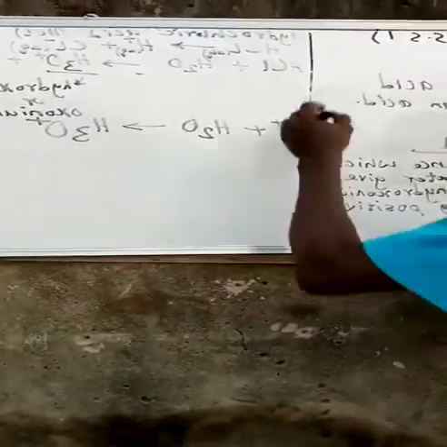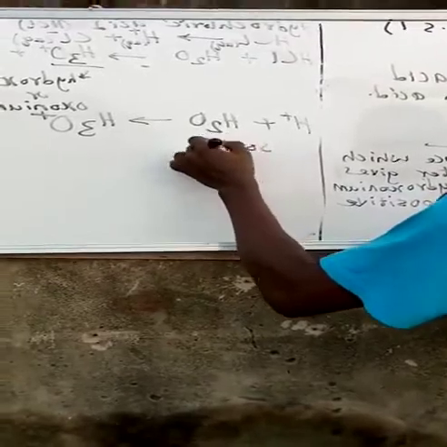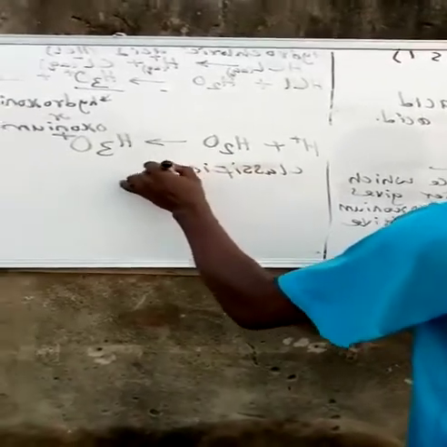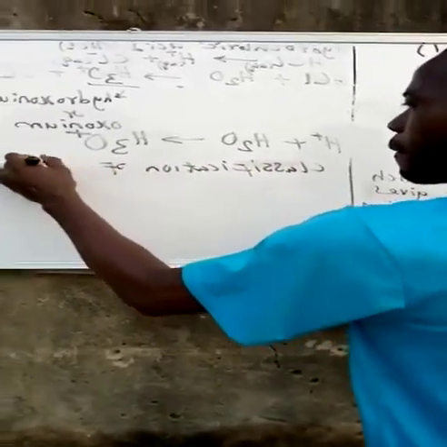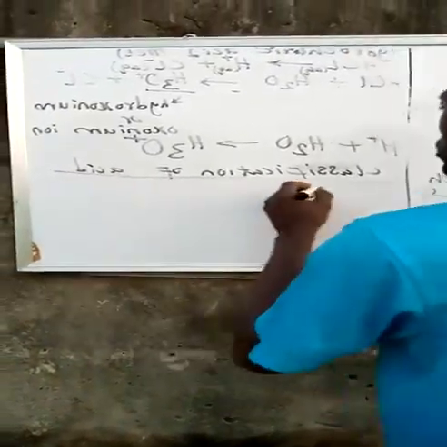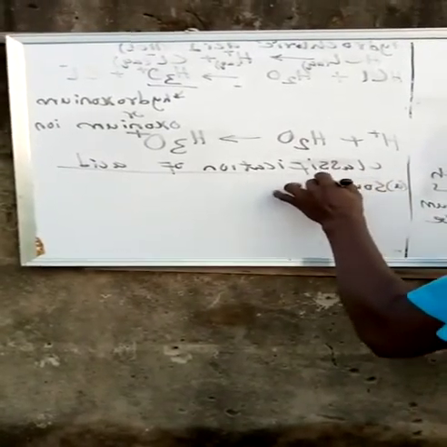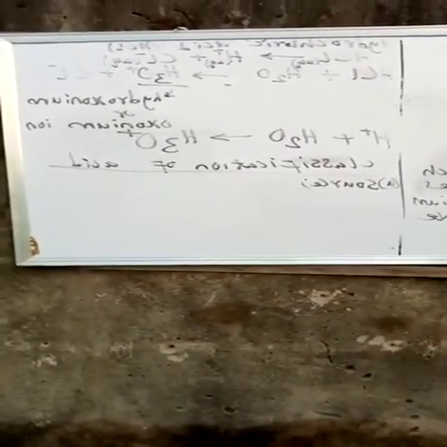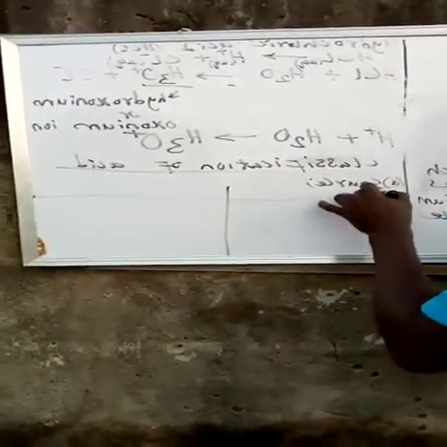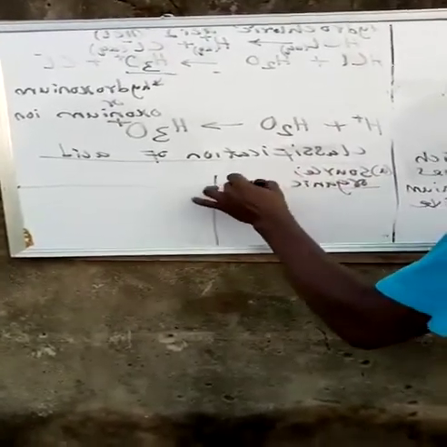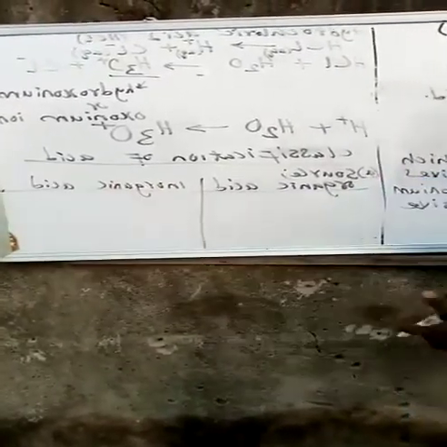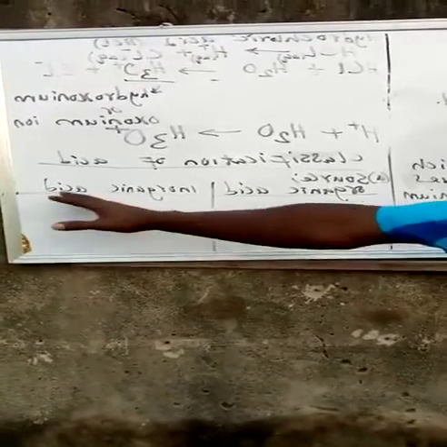Now, source of acid. Classification of acid based on source. Based on source, acid generally is classified into two. We have the organic acid and we have the inorganic acid.